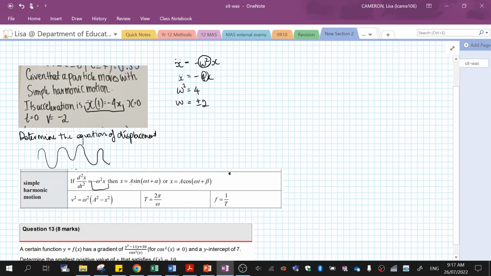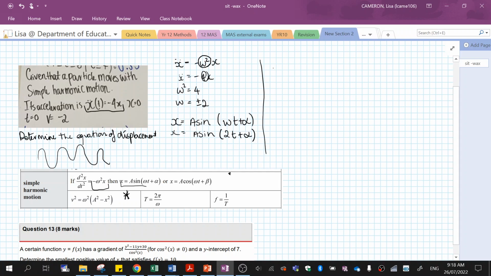Next fact that I'm going to use is this one here. I'm just going to show what we actually found there. So now I know that x is equal to a sine wt plus delta. So in this case, x is equal to a sine 2t plus delta. Now, it doesn't matter whether you choose to do sine or cos, your phase shift again will auto-correct that for you.